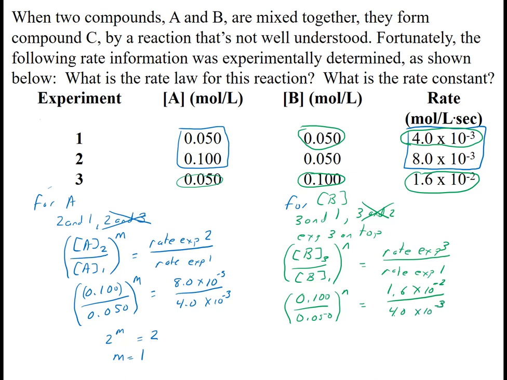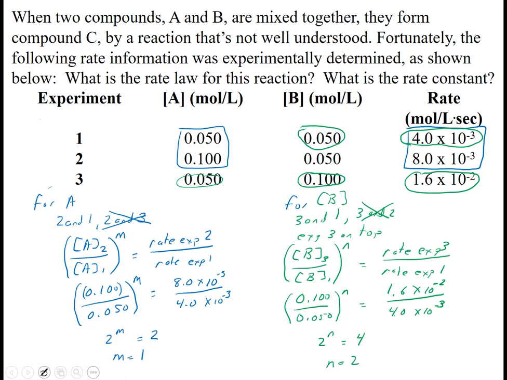Okay, so for n, I divide these two and I get 2 to the n. 1.6 times 10 to the minus 2 divided by 4.0 times 10 to the minus 3 is 4. So n: what power does 2 get raised to equal 4? The answer is 2.